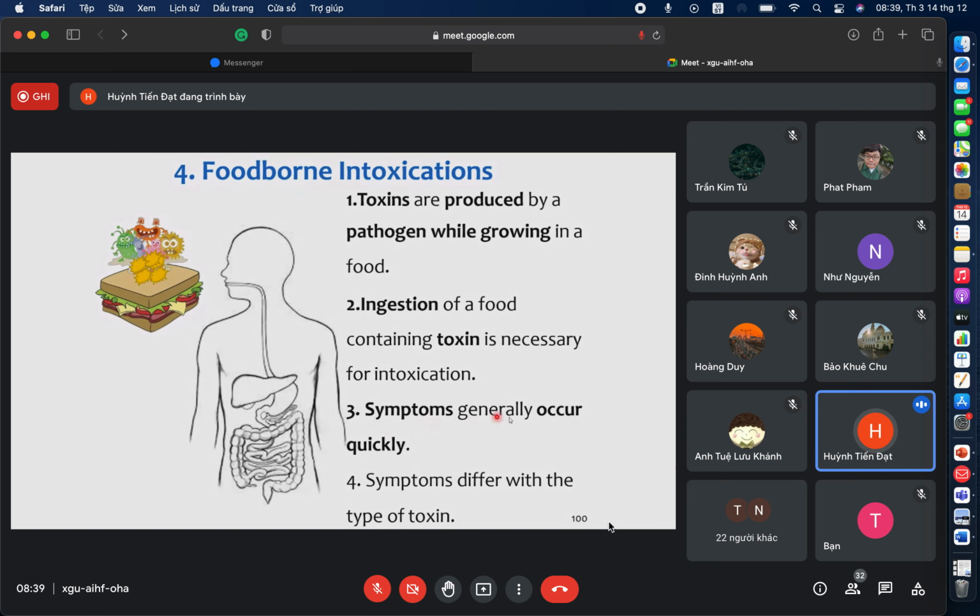So the symptoms generally occur quickly because the toxin is already there. No time is needed for incubation, no time for making new toxin. So when a human consumes these toxins, they can lead to symptoms straight away. The symptoms differ with the type of toxin, so for intoxication they can sometimes be very different. If half an hour after eating you feel your stomach is not good and you get symptoms like vomiting and diarrhea, then maybe you have a problem with intoxication. Okay, understand guys? Yes, teacher.